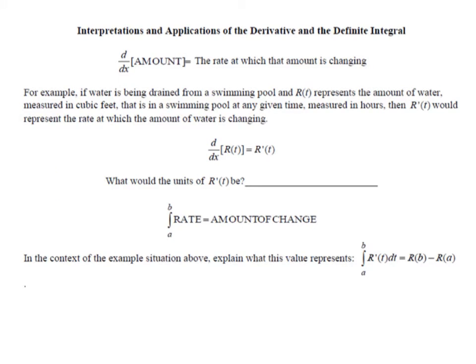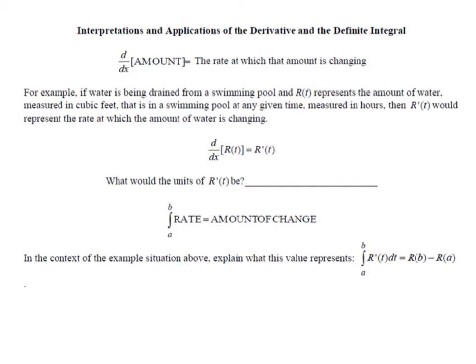First of all, I want to talk about the interpretations and applications of the derivative and the definite integral. You should have the notes page once again, but it says that the derivative of an amount is the rate at which the amount is changing. And remember that rates are usually measured in feet per second or something like that.